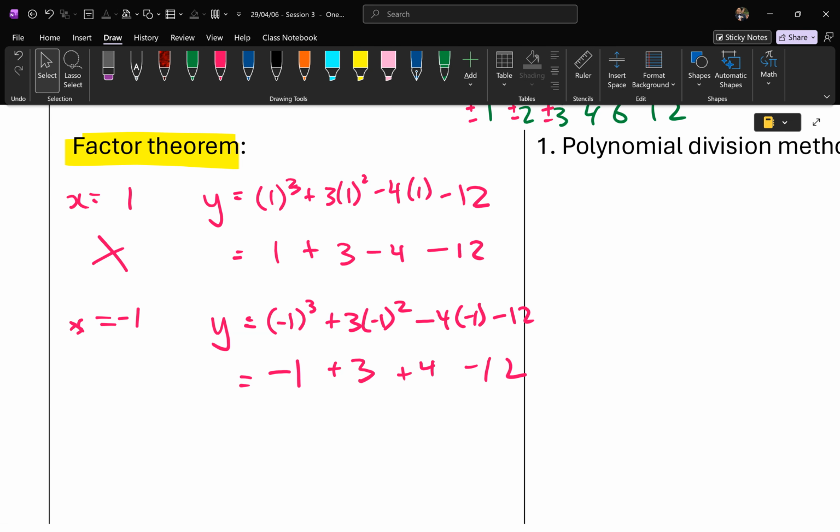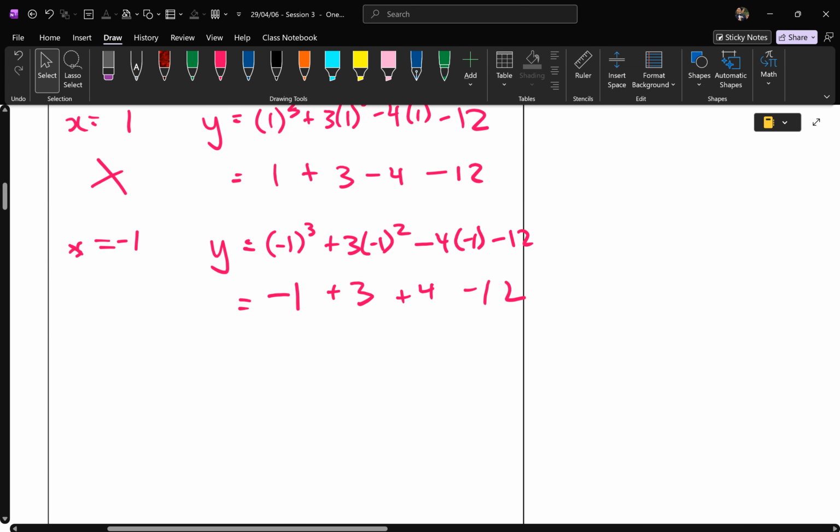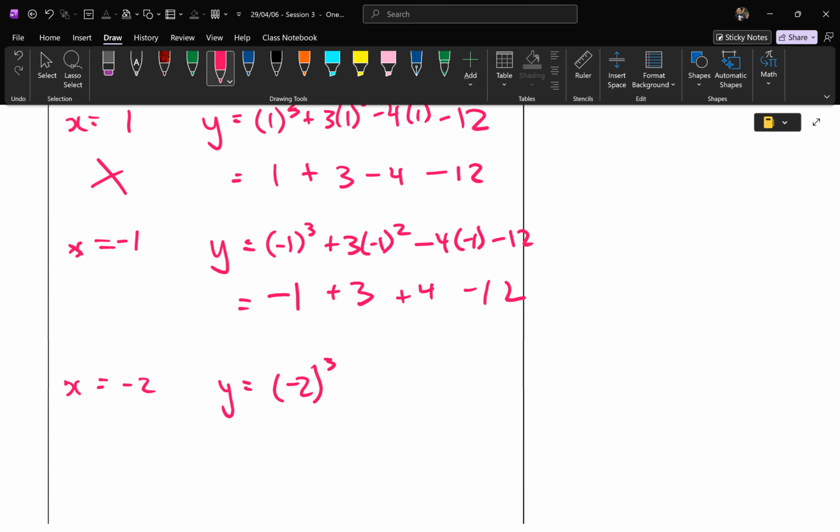Okay, so next one I try. Let's do it. I actually don't know which one is the actual factor, so we're going to have to keep testing. So here we go. Let's try negative 2. Y equals negative 2 cubed plus 3 times negative 2 squared minus 4 times negative 2 minus 12. Here we go. Negative 2 cubed, negative 8, plus 12. That's good. And this is also plus 8. Oh, look at that. See my trial and error?